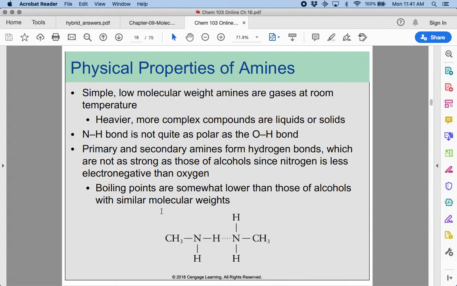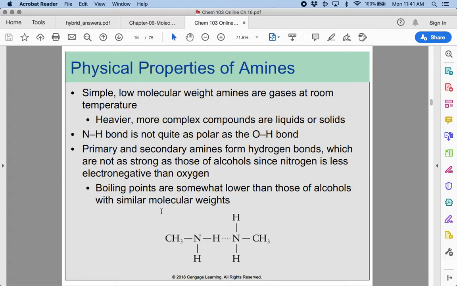So we need to talk about some of the physical properties of our amines. Again, smaller, low molecular weight amines will be gases at room temperature, but the bigger, more complex ones tend to be liquids, sometimes even solids. An NH bond is not quite as polar as an OH bond, but we will still see polarity with that. So that's how we're getting some liquids and solids out of this.